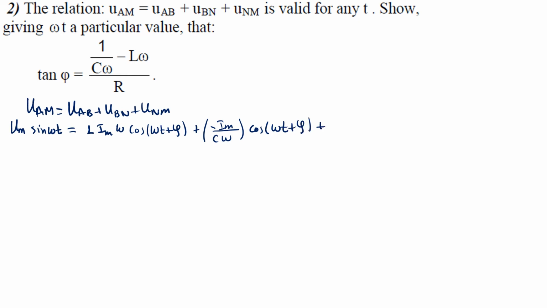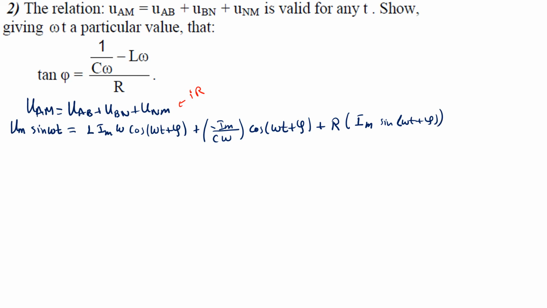plus, now for UNM, which is across the resistor, the voltage is iR. So when I replace it there, it will be R times i, which is Im sine omega t plus phi. Okay, so this is how it will be.